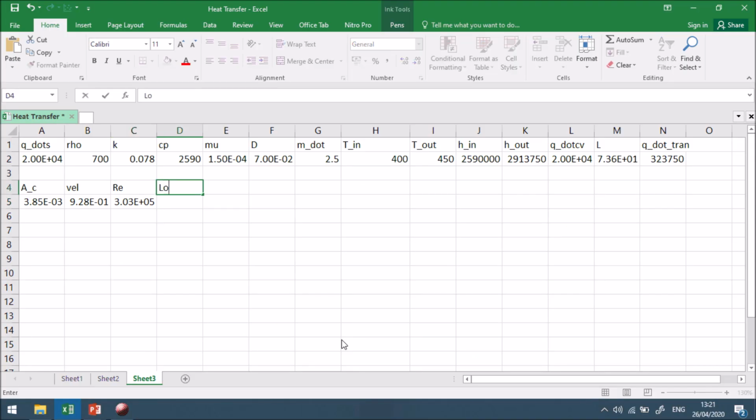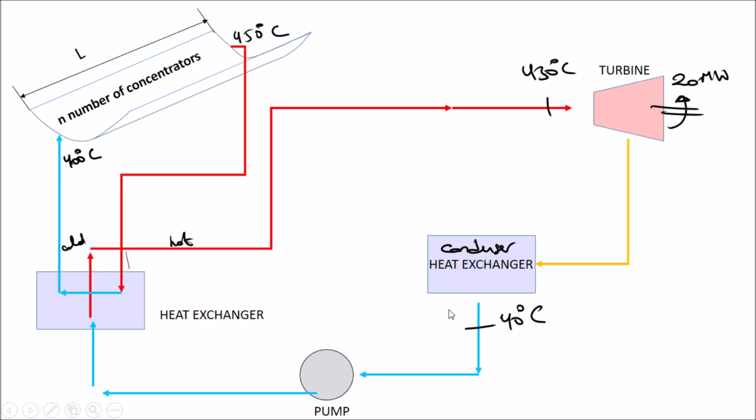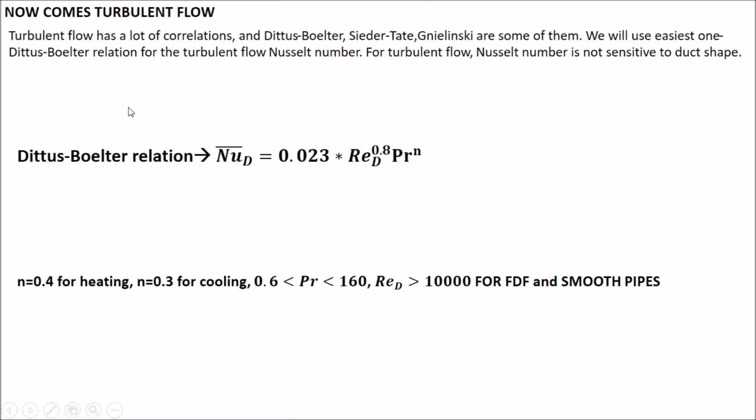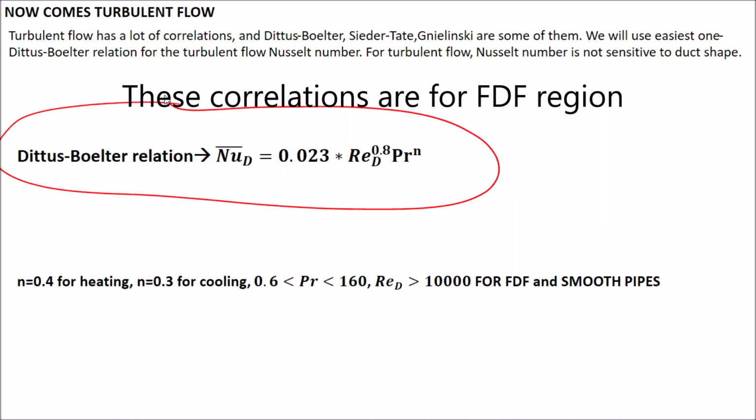So L over D will be length 74 meters divided by the diameter. Okay, 1.05 e to the power of 3. It is greater than 10, and therefore we are in fully developed flow, therefore the H value is constant. Okay. Good, now let's go back to our equations here. For fully developed flow, we have this correlation for turbulent flow.